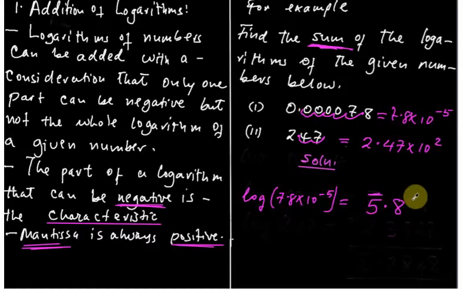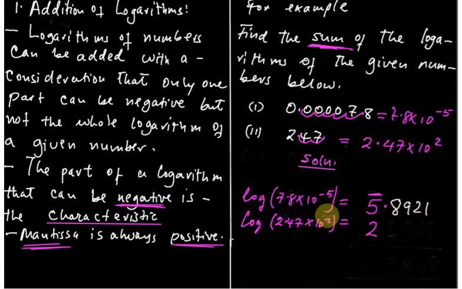Let me use another color for the sake of differentiating characteristic and mantissa. So this is 891. And the logarithm of 2.47 times 10 power 2 is given by 2, because the characteristic is 2, and we add here point 2 3927, that is 2.3927. So our task is to add the logarithms.